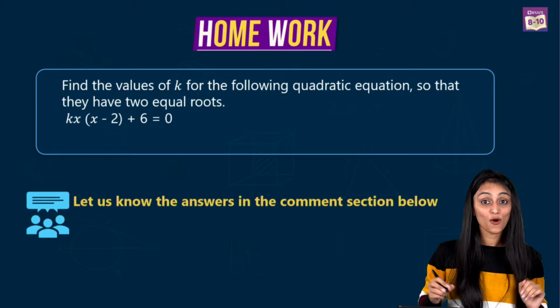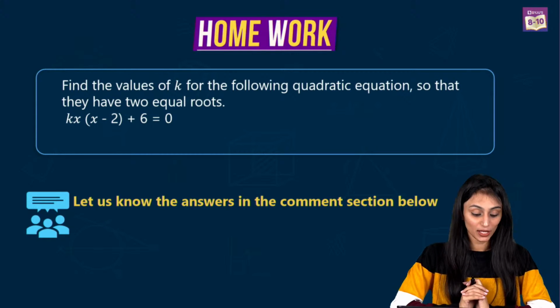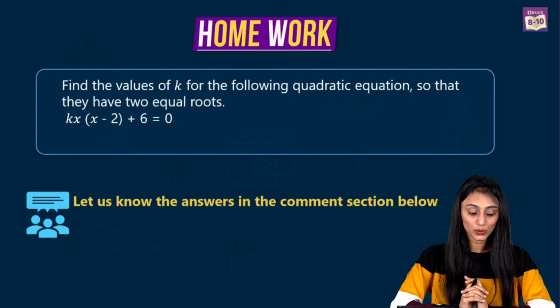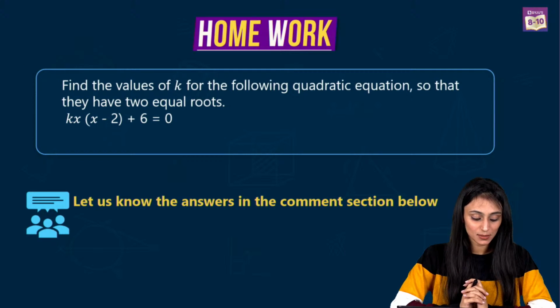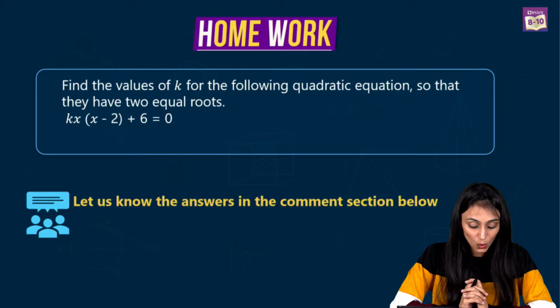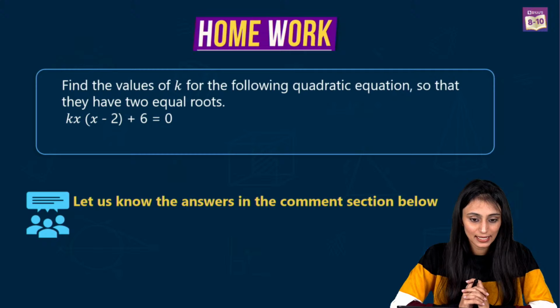All right, homework time now. So this is the question that you can try in homework. Find the values of k for the following quadratic equations so that they have two equal roots. Kx times x minus 2 plus 6 equals to 0. You can solve this question and you can let us know the answers in the comment section below. Quickly you can note it down or you can take a screenshot of it.